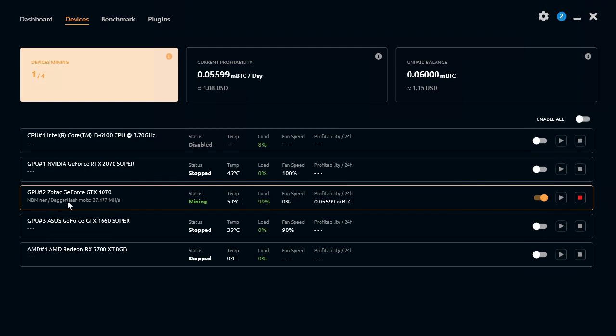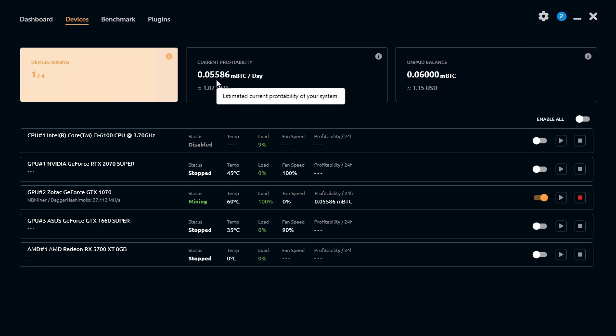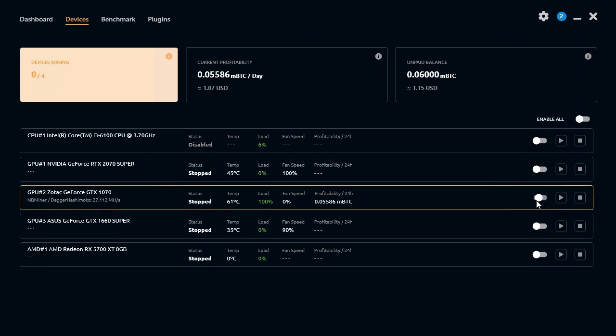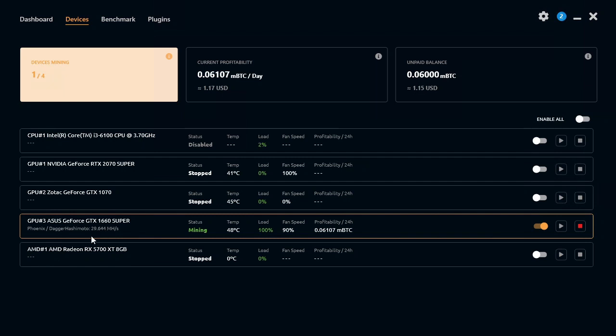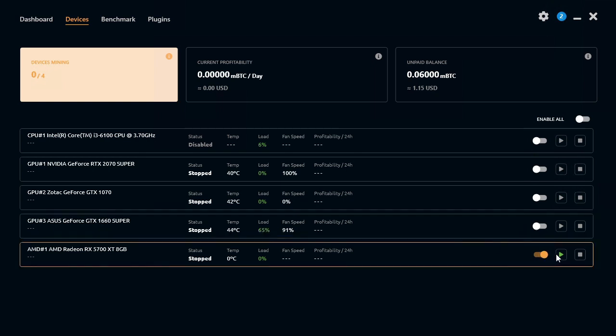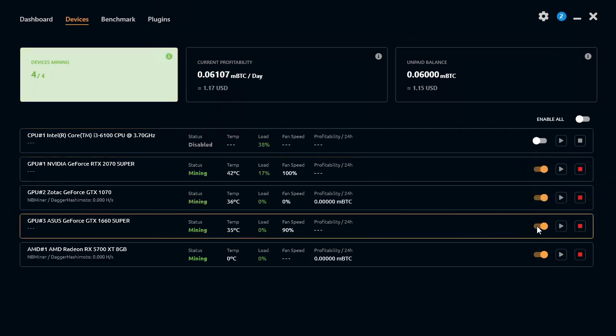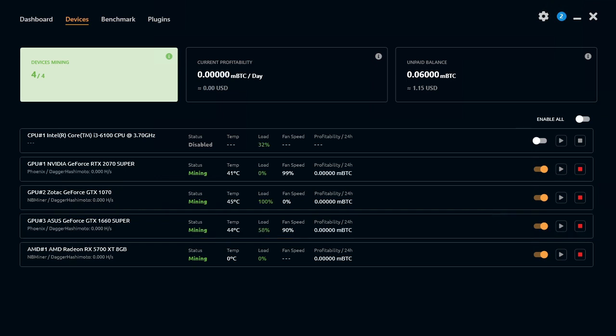The GTX 1070 is mining Ethereum at $1.07 per day, or 5,500 Satoshis per day. The GTX 1660 Super is mining Ethereum at 29 megahash. It's generating about $1.17 per day, or 6,100 Satoshis a day. The RX 5700 XT is generating about $2.17 per day, or 11,000 Satoshis per day. Let's turn all our cards on.